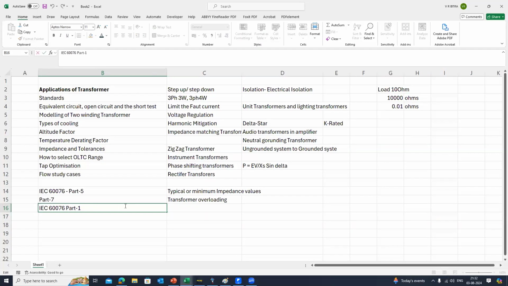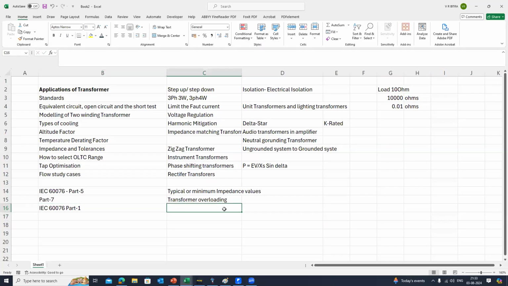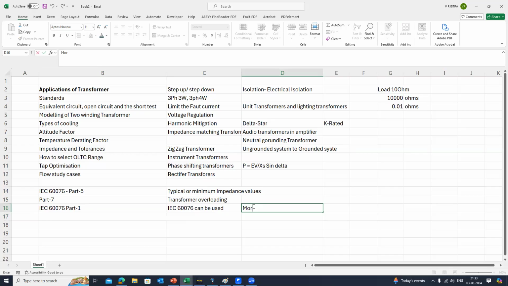Okay, so if you see part 1, here they have clearly mentioned where this IEC 60076 can be used, which applications the 60076 transformer can be used in and in which applications the 60076 is not applicable. So as per the 60076 part 1, if the transformer rating is more than 1 kVA in single phase, and more than 5 kVA in three phase.